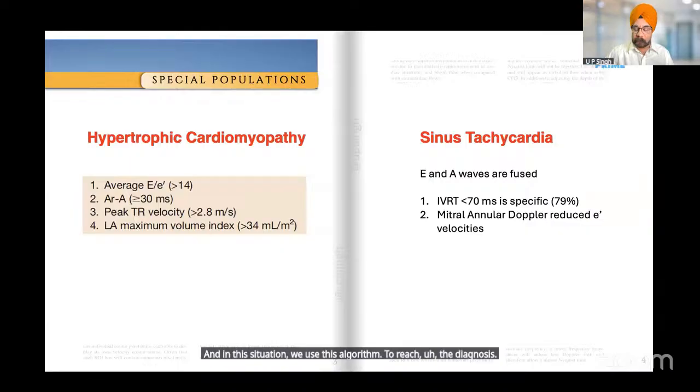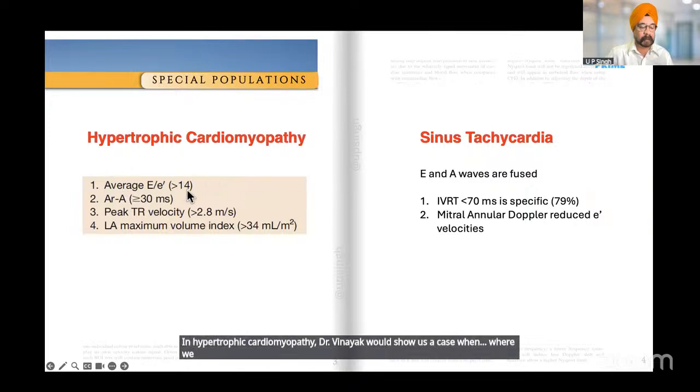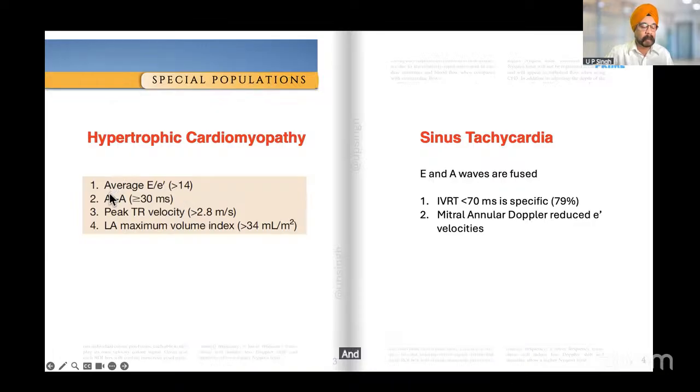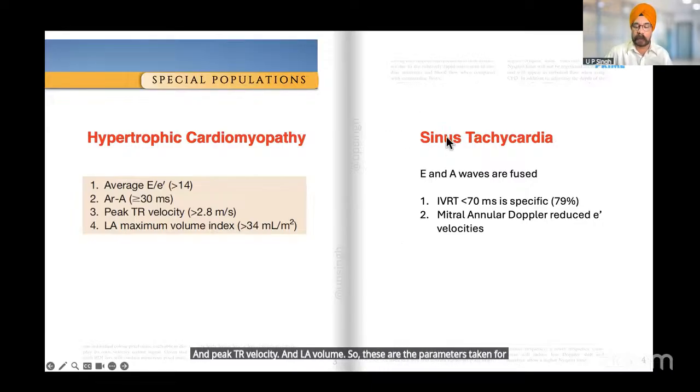In hypertrophic cardiomyopathy, Dr. Vinayak would show us a case where we take an average E to E prime as the main important thing, and the difference between pulmonary A and mitral A more than 30, and peak TR velocity and LA volume. So these are the parameters taken for hypertrophic cardiomyopathy.